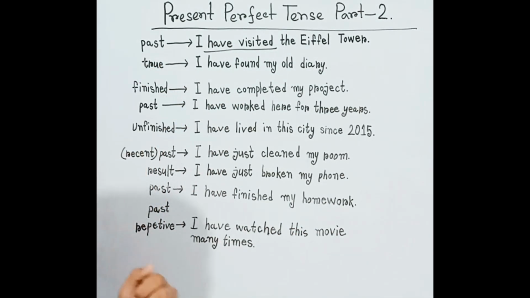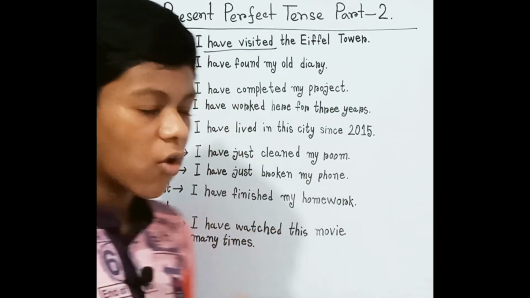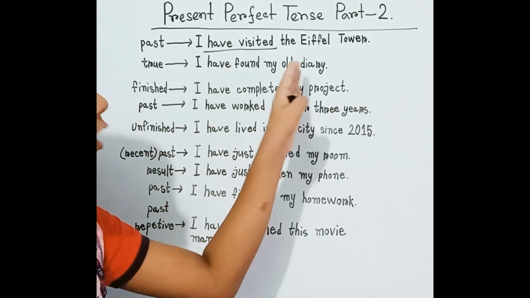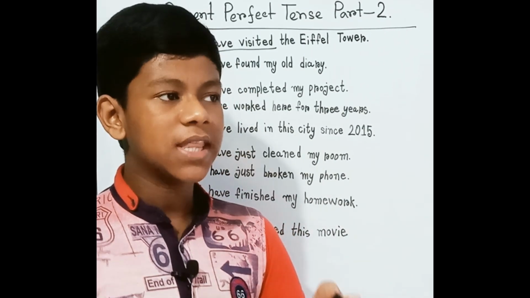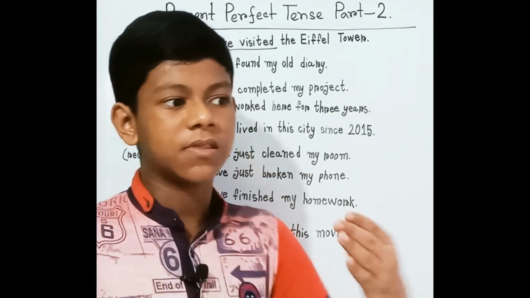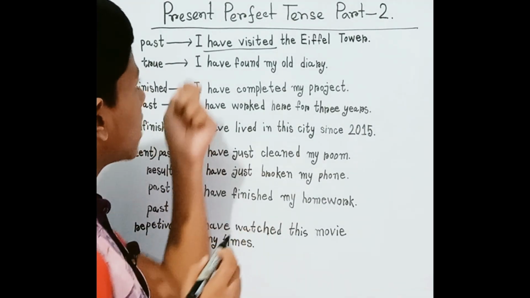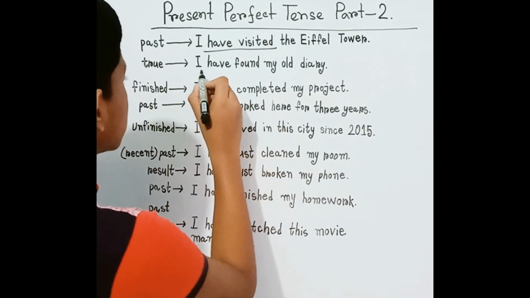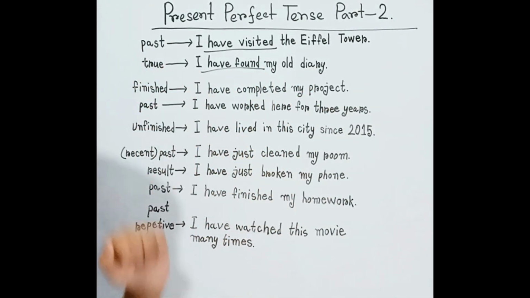The next is, when something is true, we can also use the present perfect tense. For example, I have found my old diary. So here, suppose you lost your diary, and today you have just got it. Okay, you don't have to look for that diary again, which makes the incident true. So in a true situation, we can use the present perfect, and our main part here is have found. I have found my old diary. So in this situation we can use it.